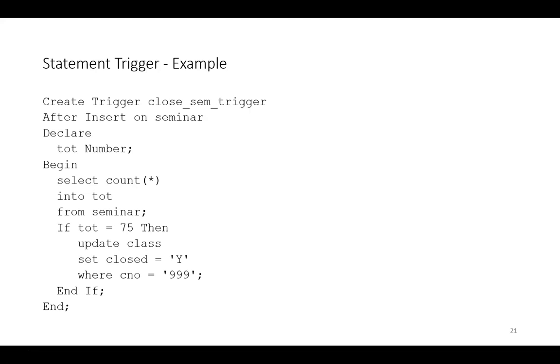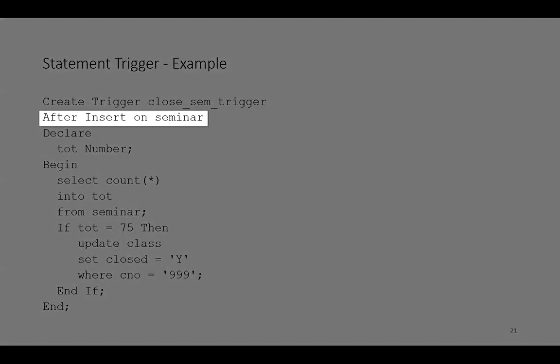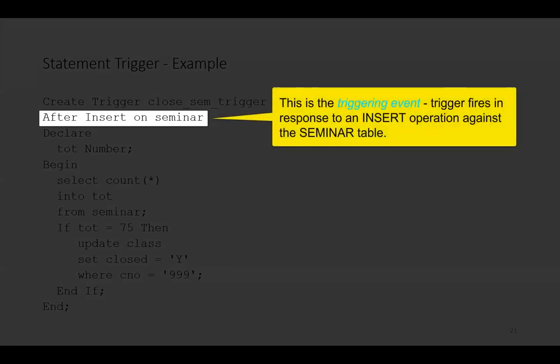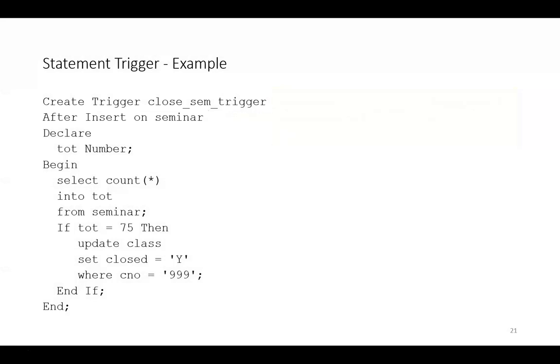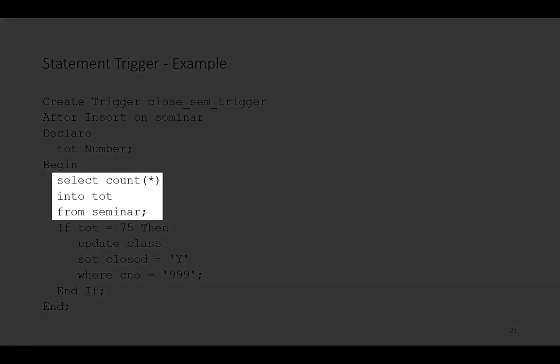The name is really only significant when we go to do maintenance, like disabling the trigger or altering, redefining it. We're never going to invoke this like we would regular stored procedures. Next is the timing. This will fire after an insert operation, specifically an insert on the seminar table. We have a local variable called total, which will hold the count of the number of rows in the seminar table.